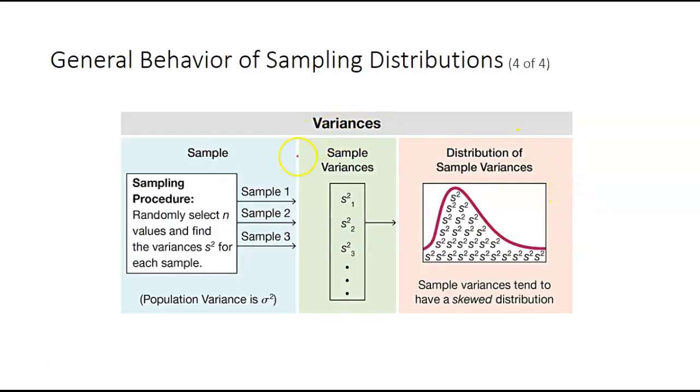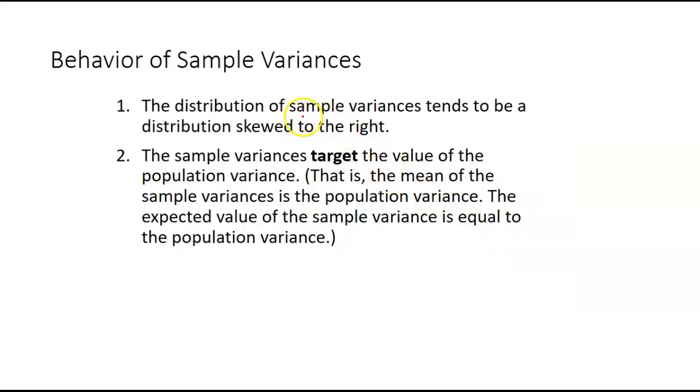Okay, looking at variances, if we go through the same process where we randomly select n values and then find the variance for each sample, what we'll find is that if we list all of our samples and plot these, as you saw in that demonstration, variances tend to be right skewed. So the distribution of sample variances tends to be skewed to the right, and sample variances target the value of the population variance. So sample variance targets the value of the population variance.